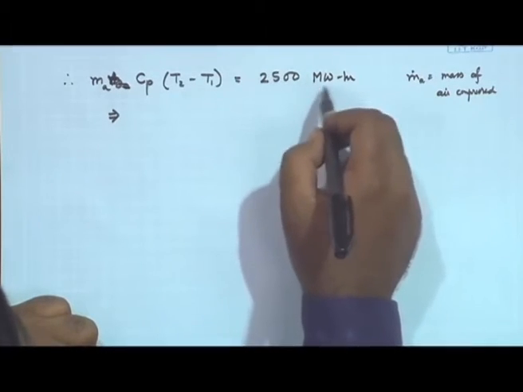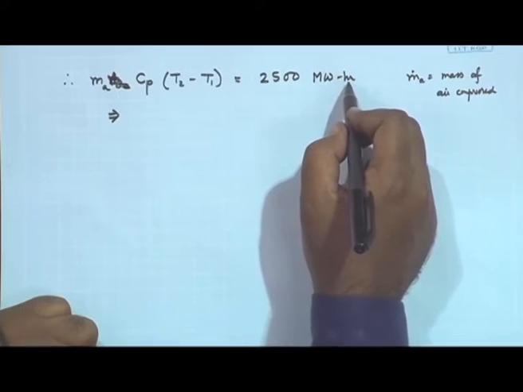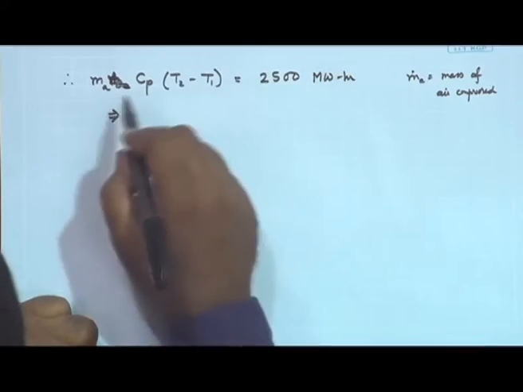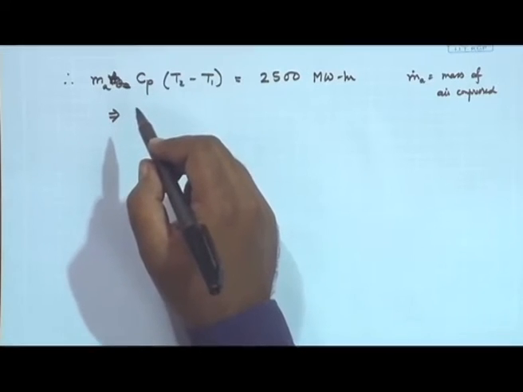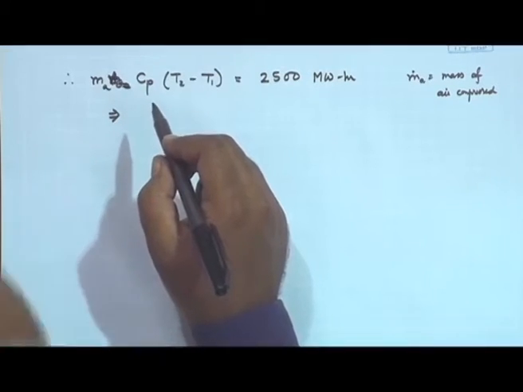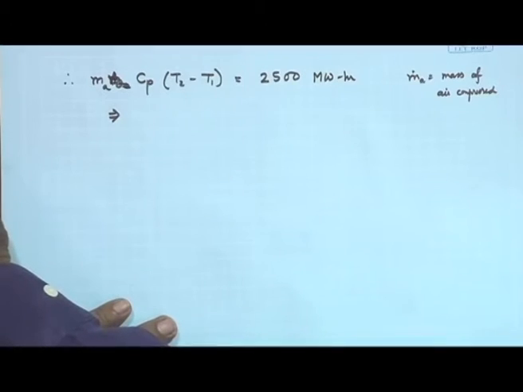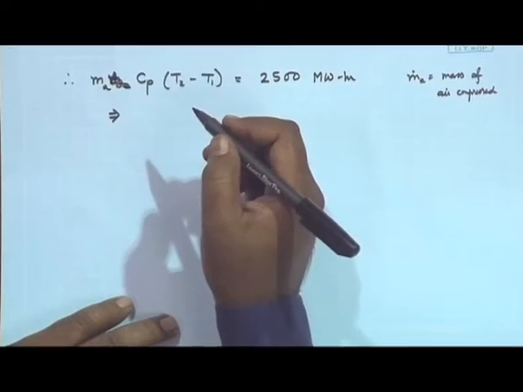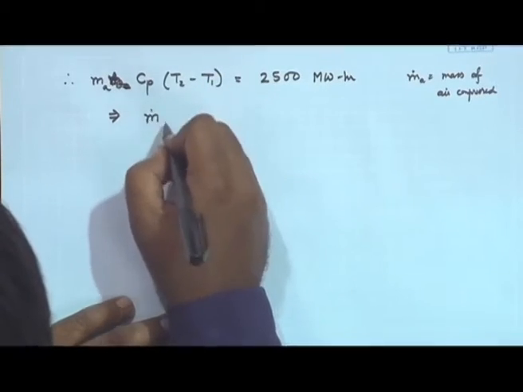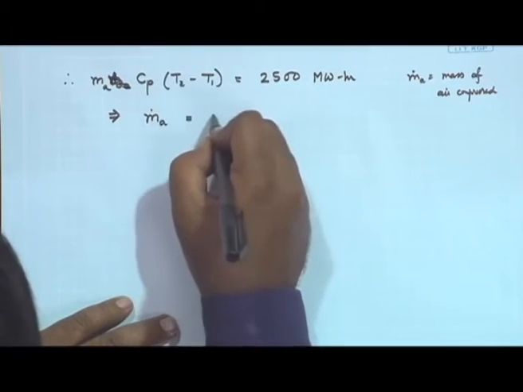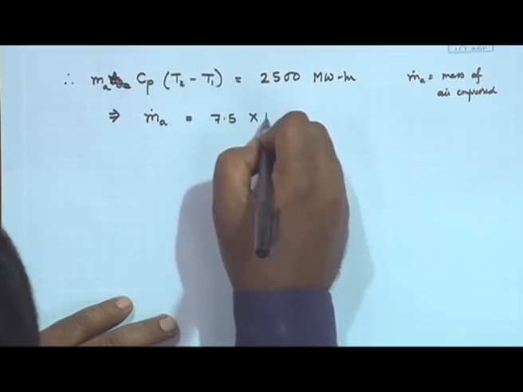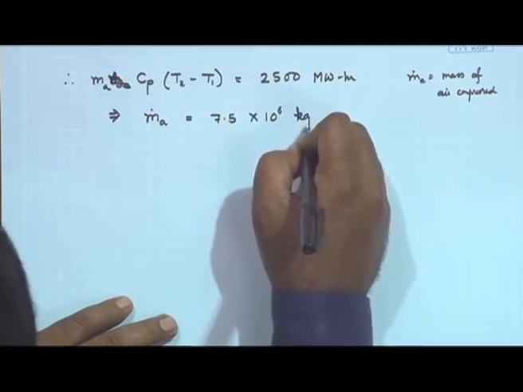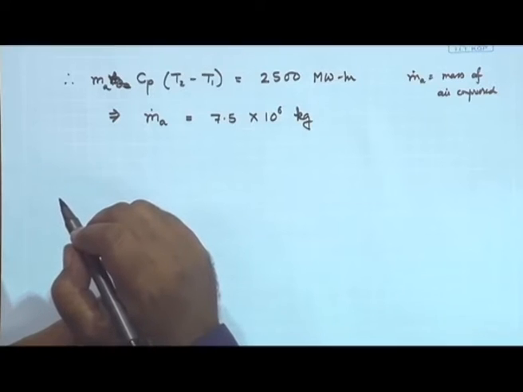So, 2500 times 10 to the power 6, and hours you have to put it as 3600. Cp is given to us, Cp is 1.05 kilojoules per kg Kelvin, that value is given over here in the problem. So, therefore, T2 and T1 we already know, we have calculated T2 and T1 was given to be 20 degrees or 293 Kelvin. Therefore, this will give me Ma is equal to 7.5 times 10 to the power 6 kg. Okay.